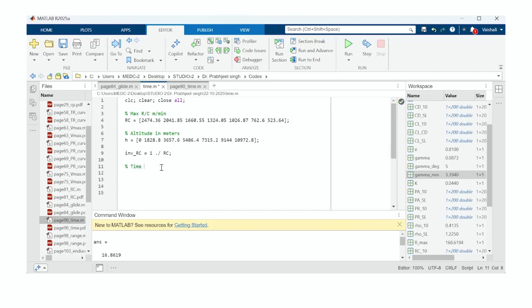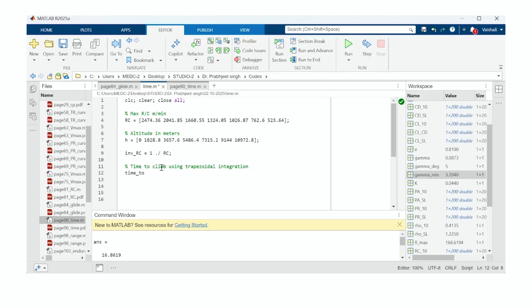Time to climb using trapezoidal integration. So there are multiple methods available to integrate this equation. Since we have discrete data, that is one particular value of rate of climb at a particular altitude, generally trapezoidal integration is used. So I am using the same here, trapezoidal integration.